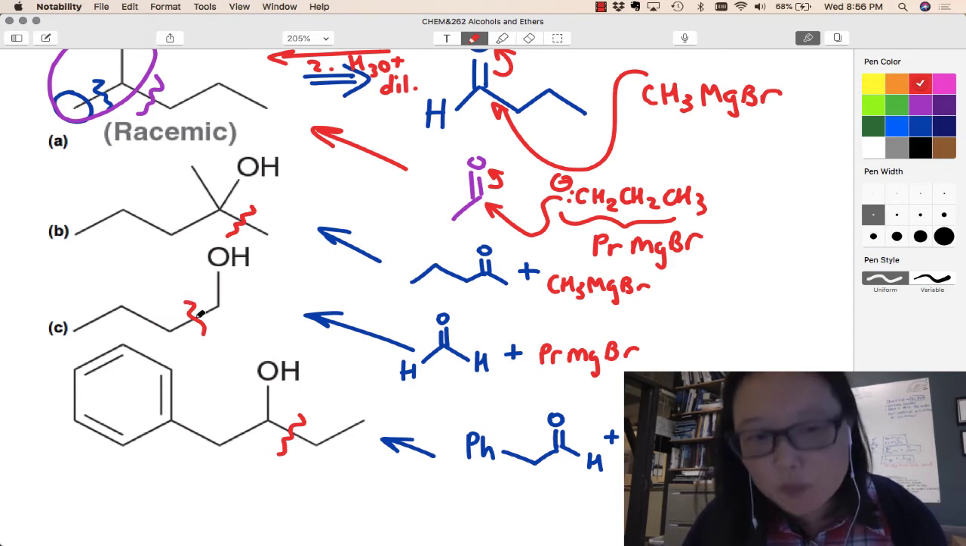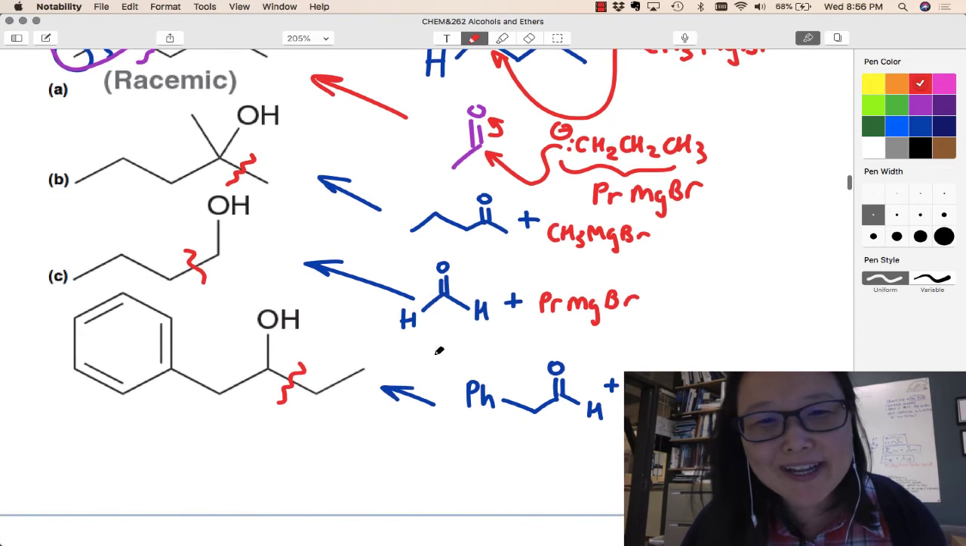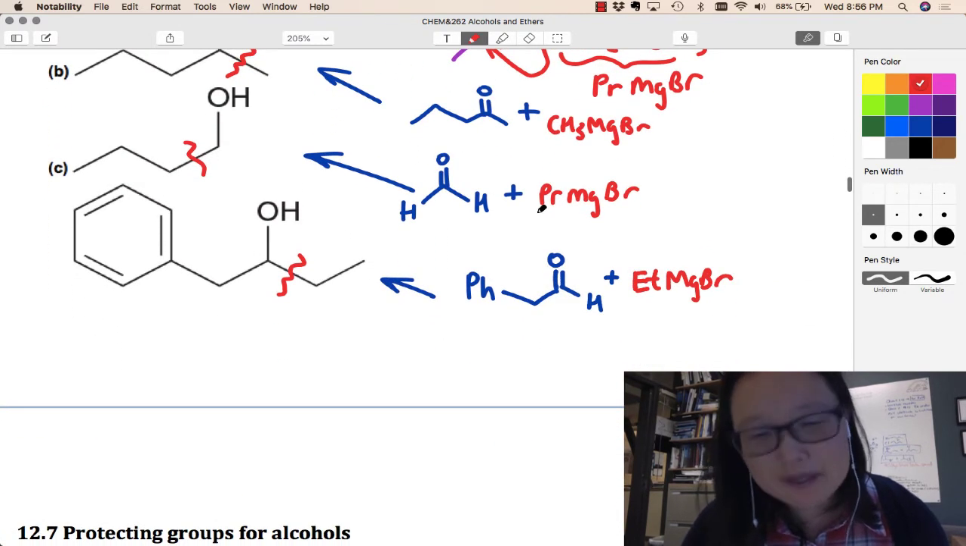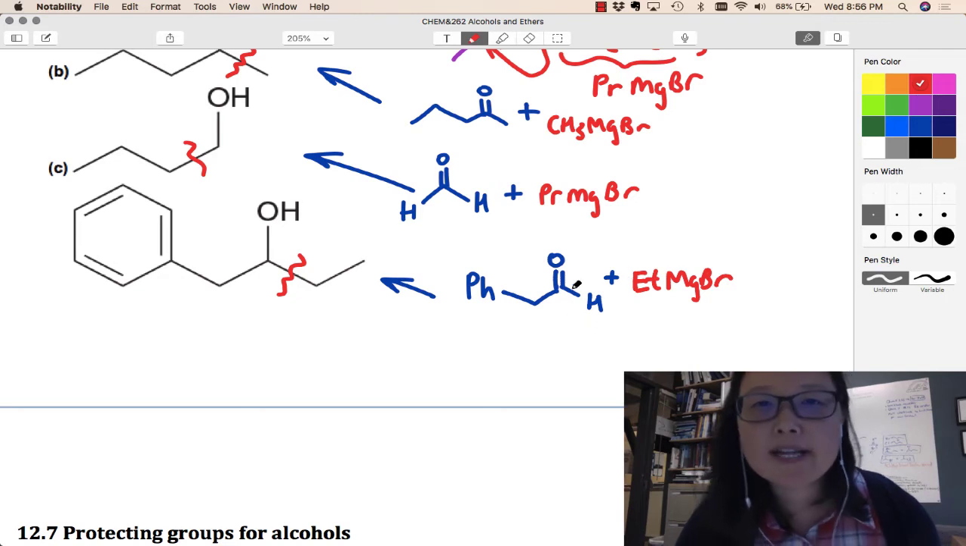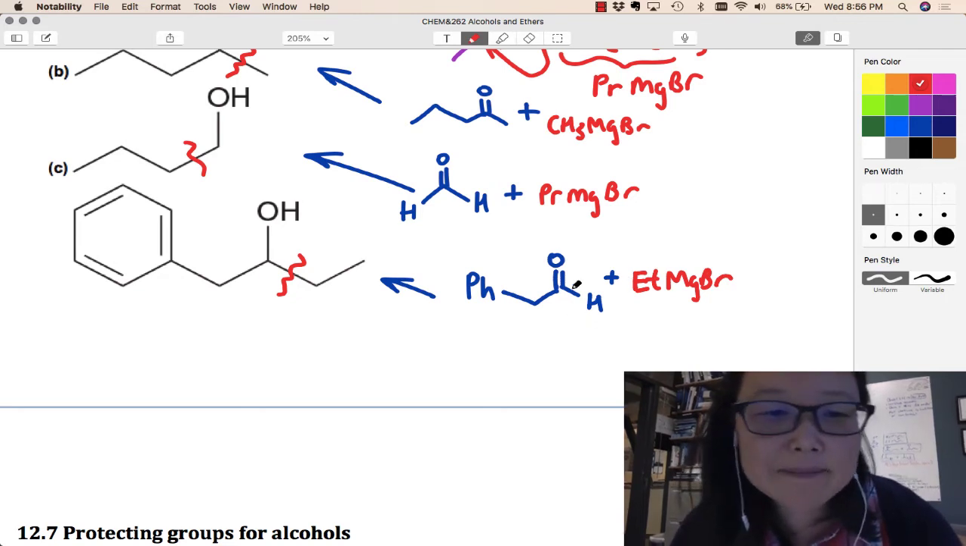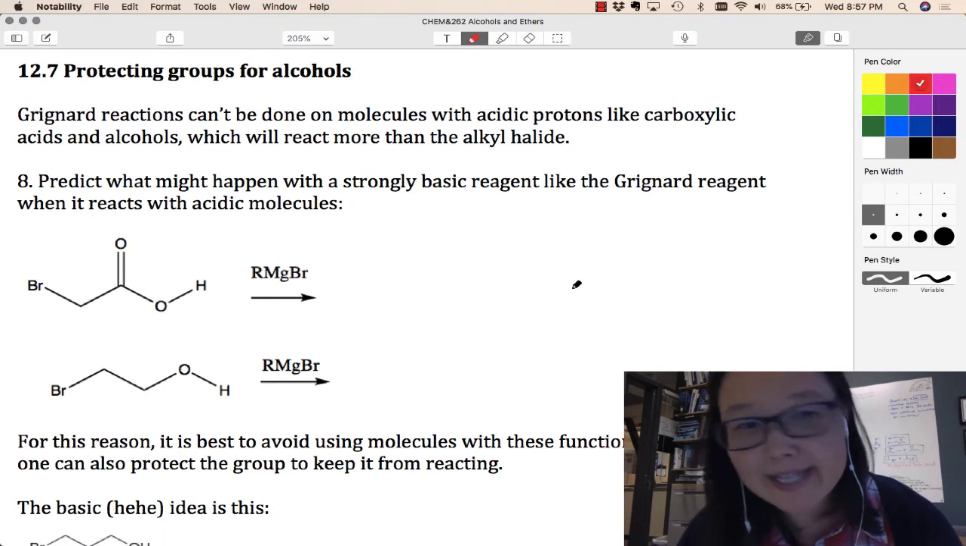This one only has 1 R group, so I have to add that. So I started with what's called formaldehyde, which I'm sure you've heard of before, and then water workup after that to get this H on there. Here I just decided to keep this part, and then I would add an ethyl group as the Grignard reagent, and then water workup again. So along the lines of Grignard reactions, it's pretty simple then.